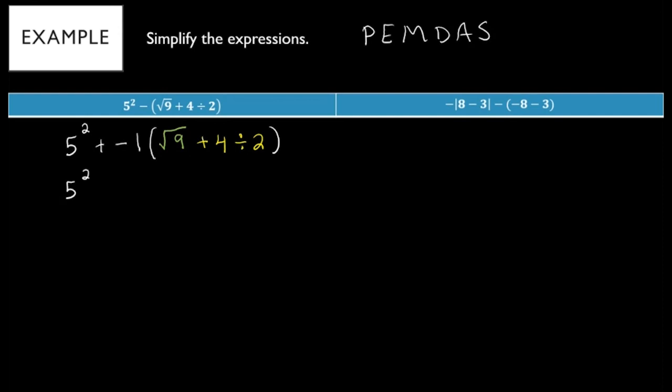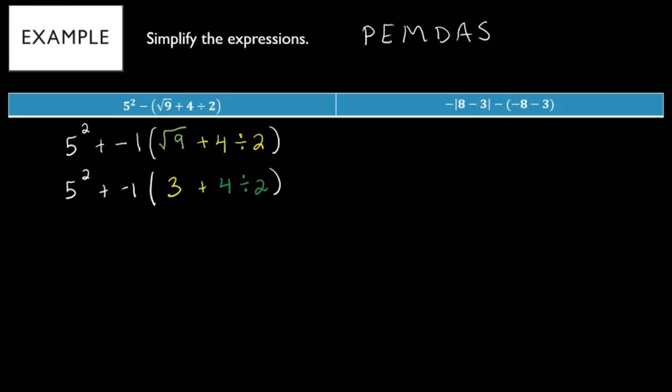So I've got 5 squared plus -1. And then the square root of 9 is 3. So 3 plus 4 divided by 2. So we are still working inside the parentheses because we have not finished simplifying the parentheses yet. We're still working inside here. But now we need to do the division. So we have to do the 4 divided by 2.